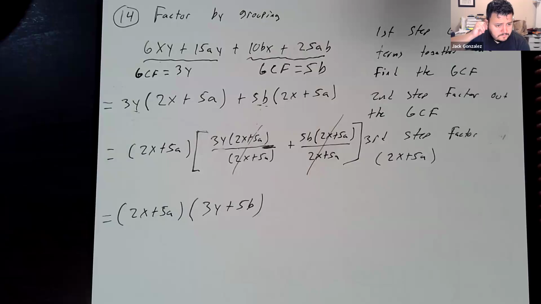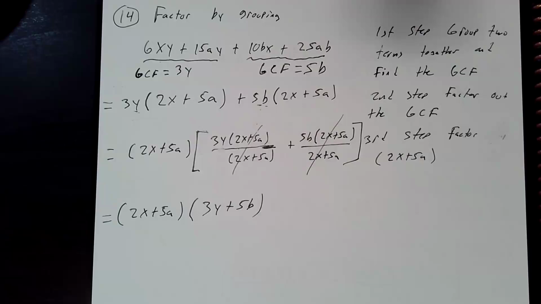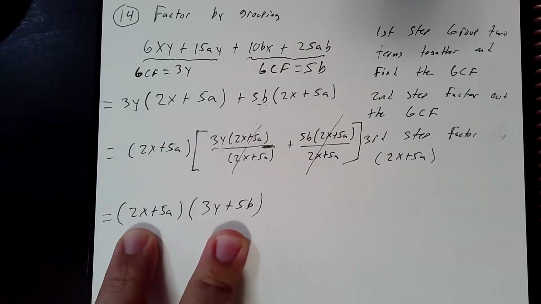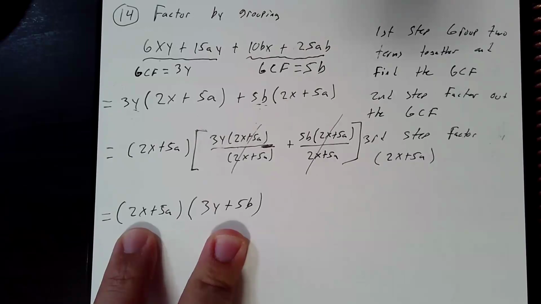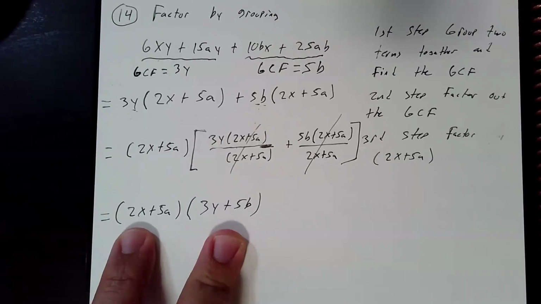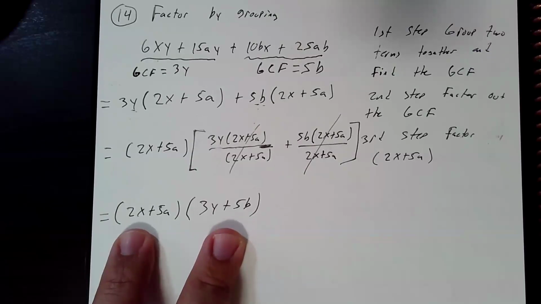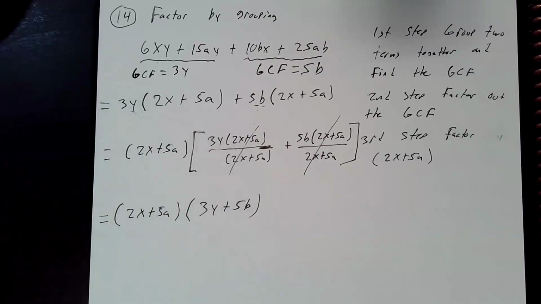I was asking if we can factor out the GCF out of the second step, where you had 3y(2x plus 5a) plus 5b(2x plus 5a). Yeah, we could, that's exactly what we did. Because I did it on one of mine that was similar to that, but I got it wrong twice. I don't know how.